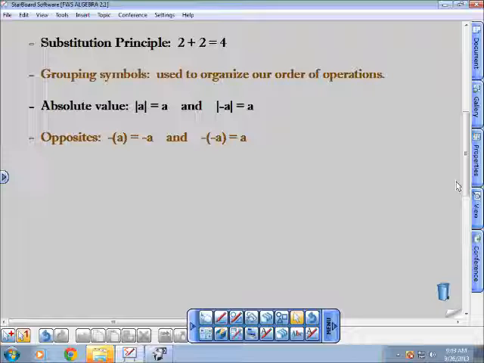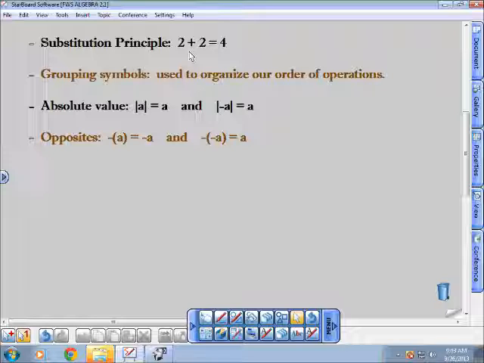the substitution principle. So anytime you have two values that are the same, like 2 plus 2 and 4, you can substitute one for the other. So anytime you see, for the rest of your careers in math, a 4, you can write 2 plus 2. Or, if you see 2 plus 2, you can substitute 4. Either one, as long as they have the same values.